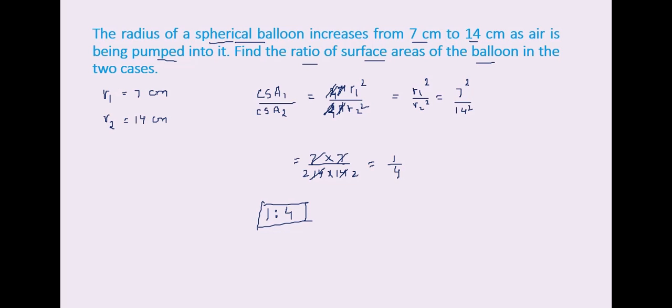So what you can see, when the radius becomes double, twice, 7 becomes 14, the surface area becomes 4 times. So this is very, very important. The radius becomes double, the area becomes 4 times.